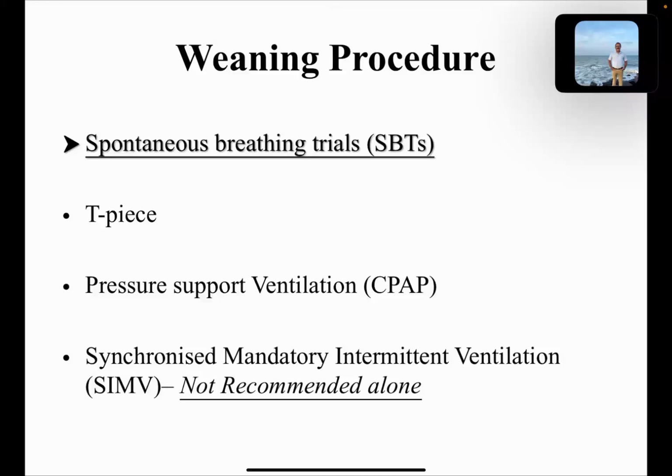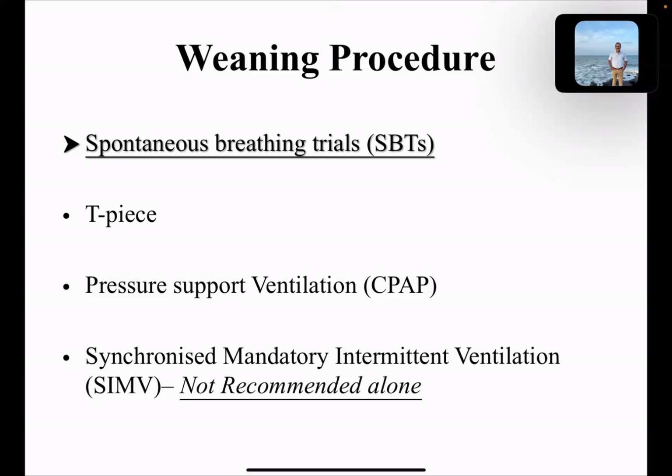So that can be done by giving the T-piece. A T-piece is a T-shaped oxygen connector, basically a pipe, that you can connect with the endotracheal tube or the tracheostomy, and you can disconnect the ventilator. The T-piece is majorly used. Other methods that can be used are pressure support ventilation or CPAP.